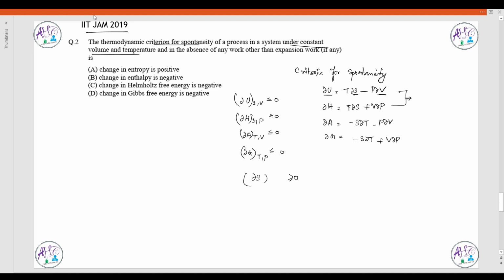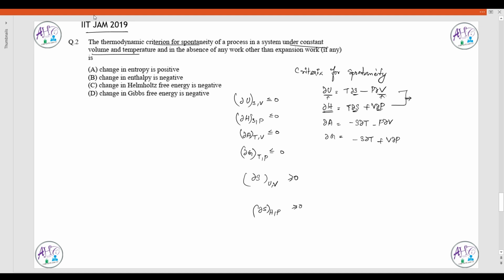So with respect to the first condition, what happens? This is changing with respect to internal energy and volume. So your U and V will be constant. Then comes the second equation. What happens in the second equation? This is changing with respect to enthalpy and pressure. So H and P will be constant.